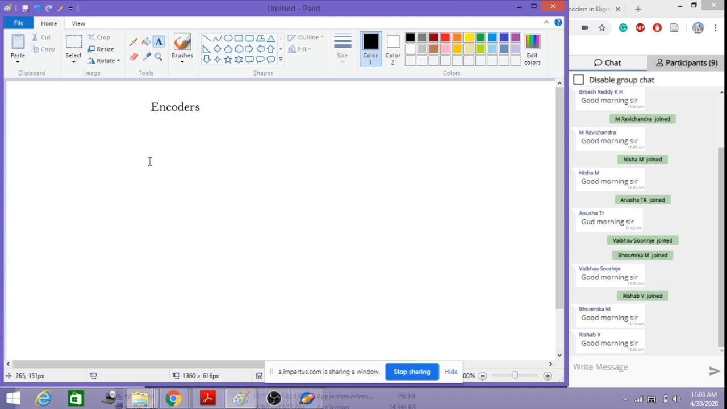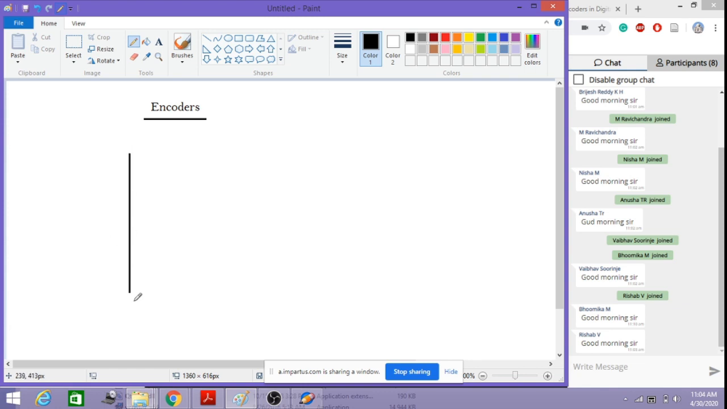It is a slight difference from the multiplexer. Whereas in the multiplexer we have seen there are n inputs and one output, the encoder is one where it has 2 to the power of n inputs and n outputs. So we can write it like this. Let me write the diagram here. So we will talk about our encoders.